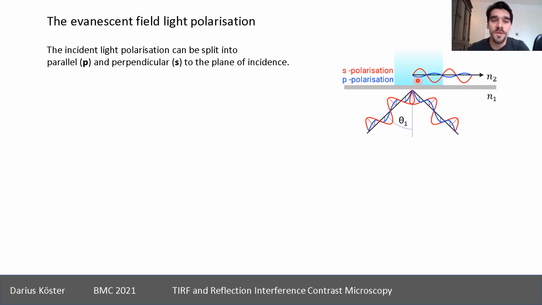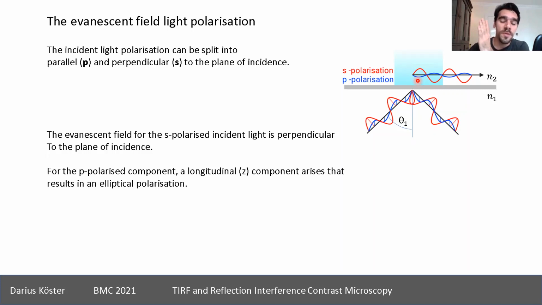But this is a take-home message, at least. If you want to maintain the polarization of your beam in the evanescent field, you have to come in with an S polarization. If you don't really care about it, then it's fine. Be careful if you have P-polarized light that the polarization will be elliptical at the end.